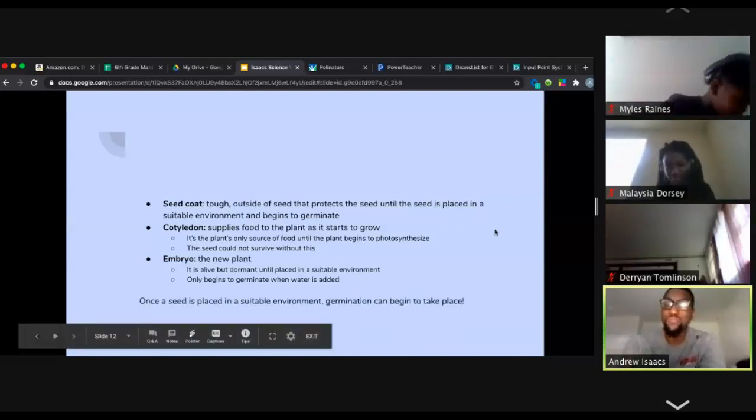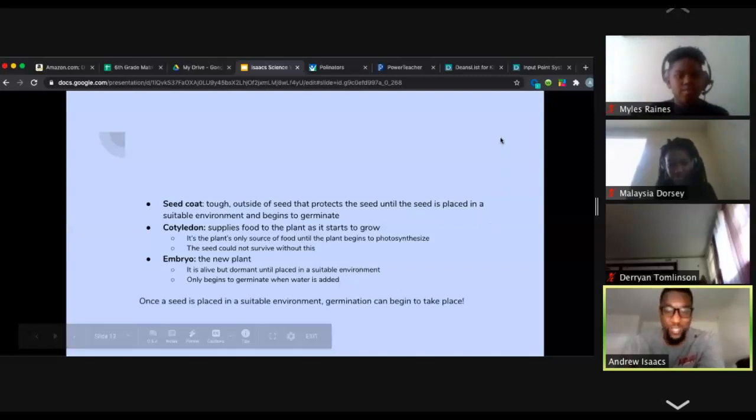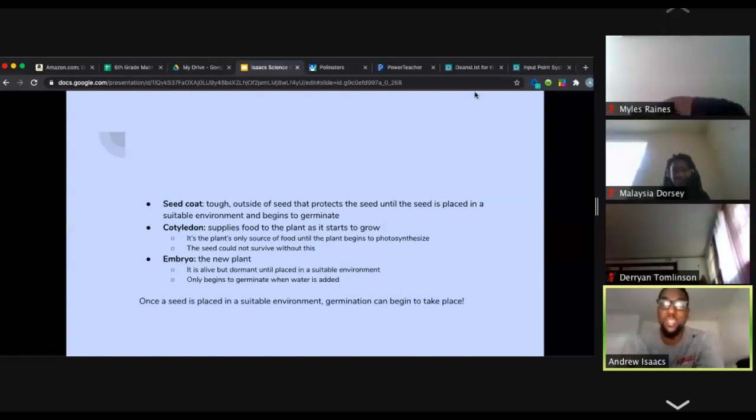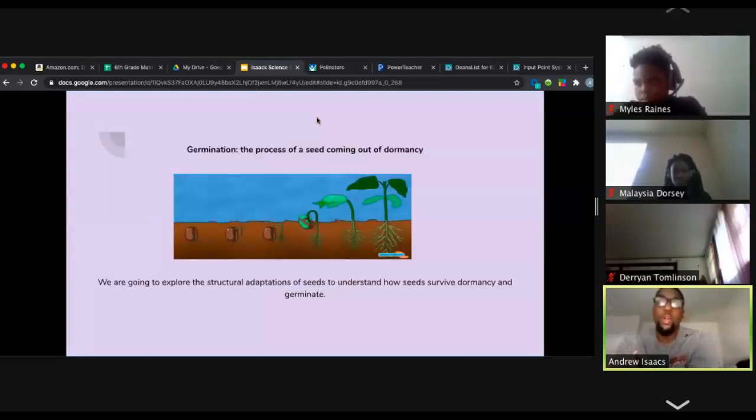All right. Once the seed is placed in a suitable living environment, that's when germination can begin. So take some time, make sure that you're putting that under your vocab. And once you have put it under your vocab, we're going to go to what is called the process of germination.